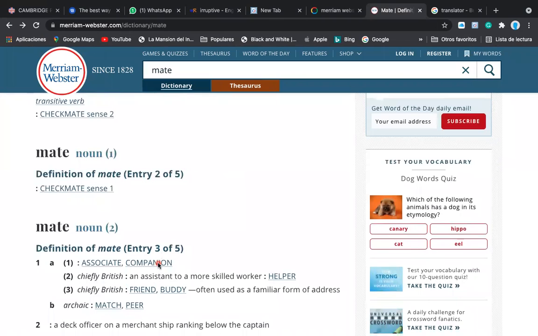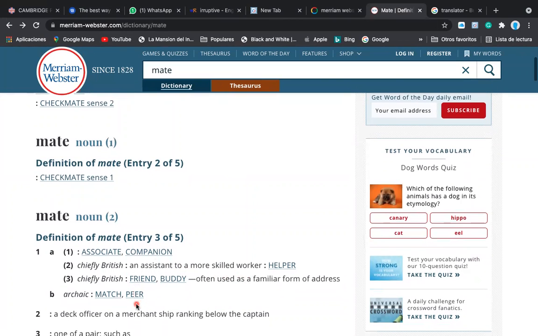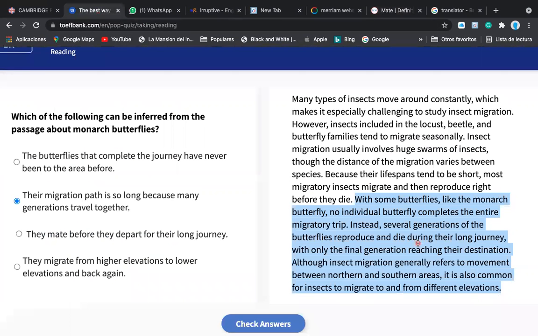Mate, checkmate, sense one. Chiefly British, an assistant to or more skilled worker, helper. Chiefly British, friendly, buddy, often used as a familiar form of address. Archaic, match, peer. Yes, this could be match or peer. I'm pretty sure about it. So where is it?